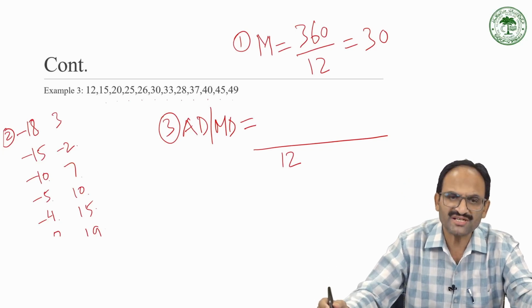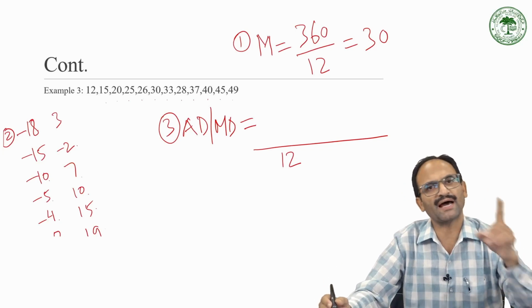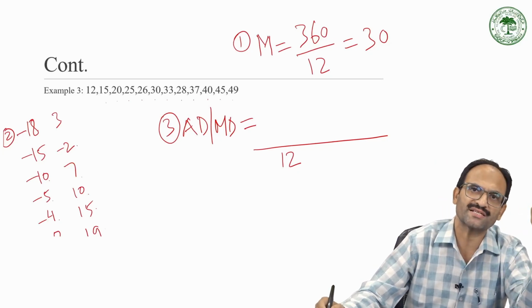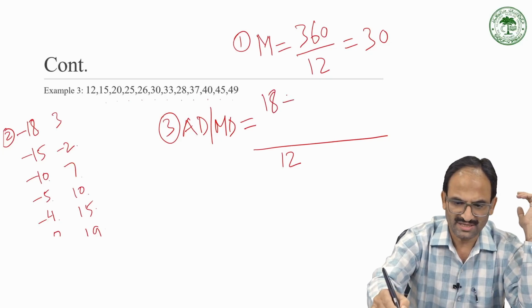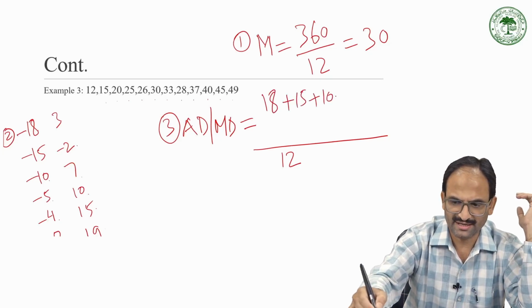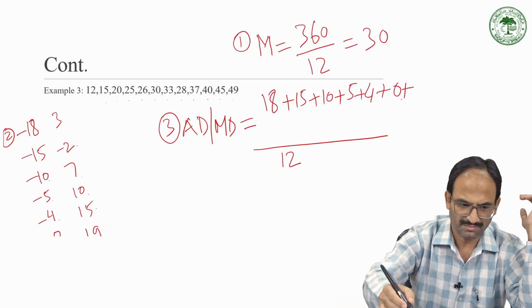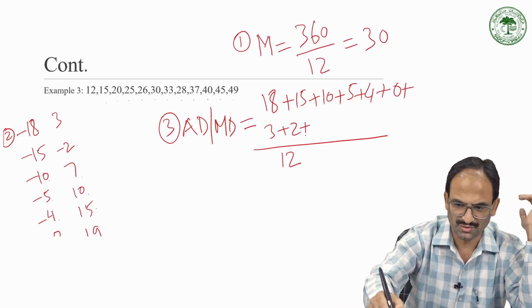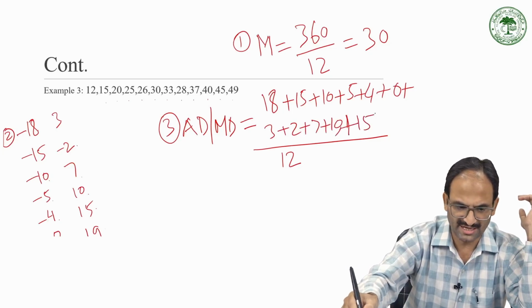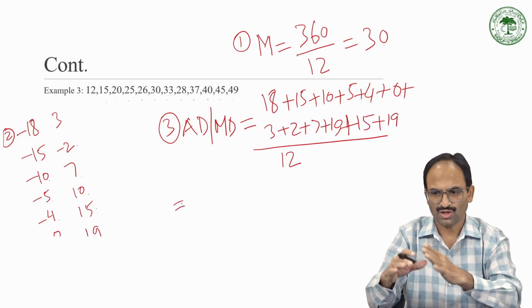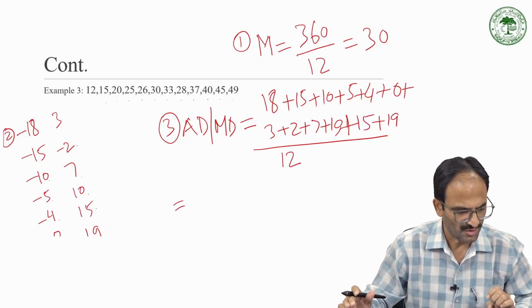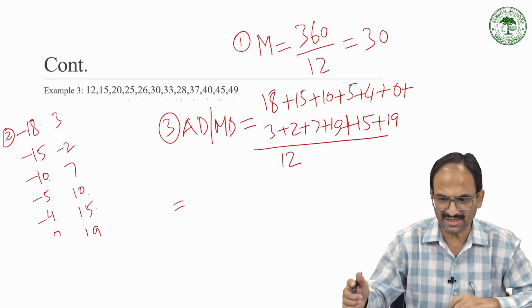So, though the first deviation is minus 18, remember I have said that we are not going to take the algebraic sign, rather we will take the absolute value or modulus value. So it will be 18 plus 15 plus 10 plus 5 plus 4 plus 0 plus 3 plus 2 plus 7 plus 10, 10 plus 15 and plus 19 divided by 12. Now, you find the sum.